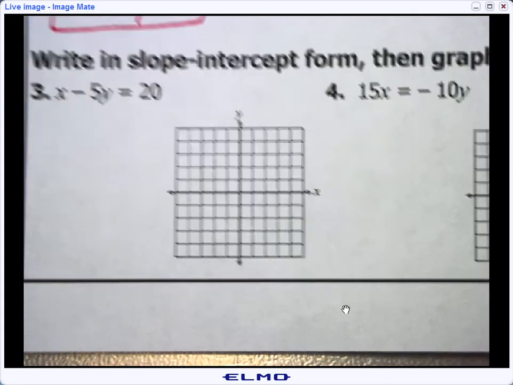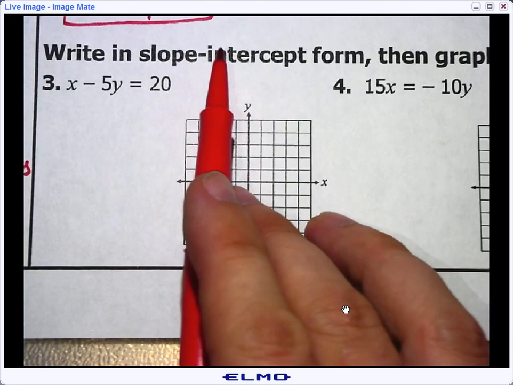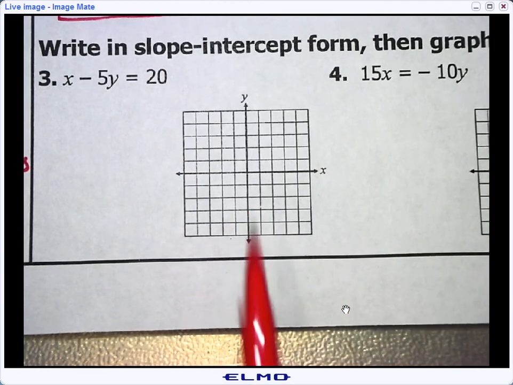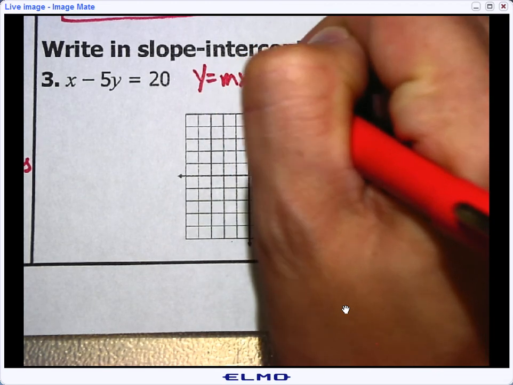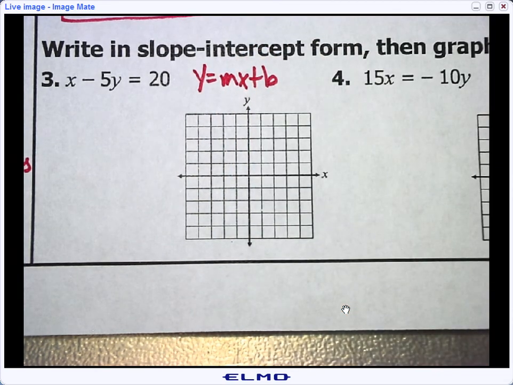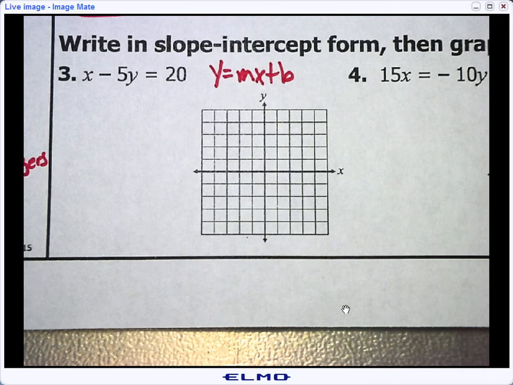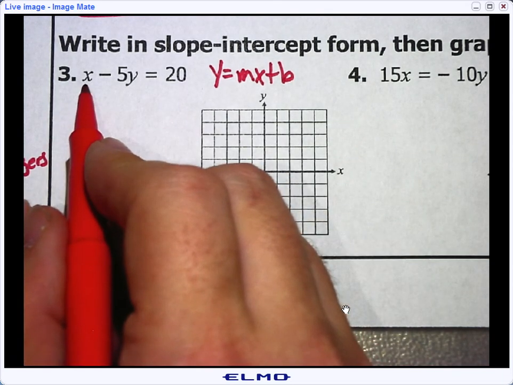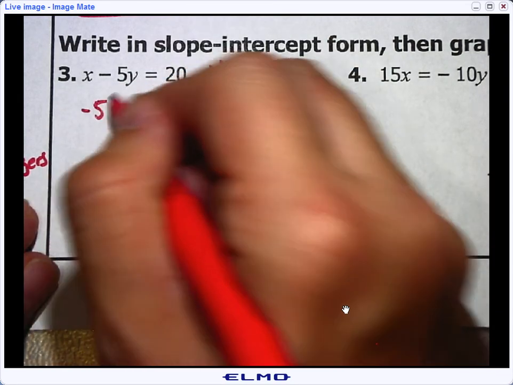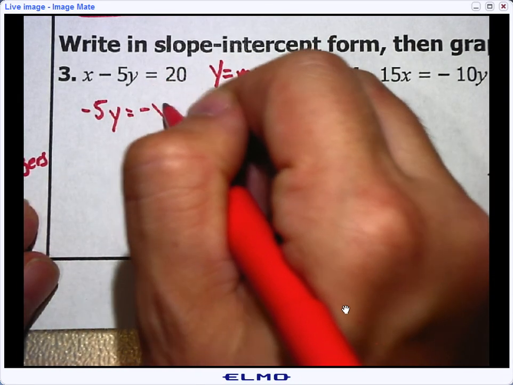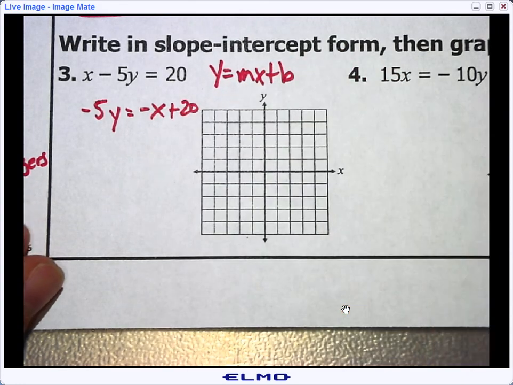All right, number 3, I'm asked to take this equation, put it in slope-intercept form, and then graph it. So remember, slope-intercept form looks like y equals mx plus b. So really our job is to simply take the equation and get the y by itself. So the first thing we're going to do is to subtract this x from both sides, which turns into negative 5y equals negative x plus 20.